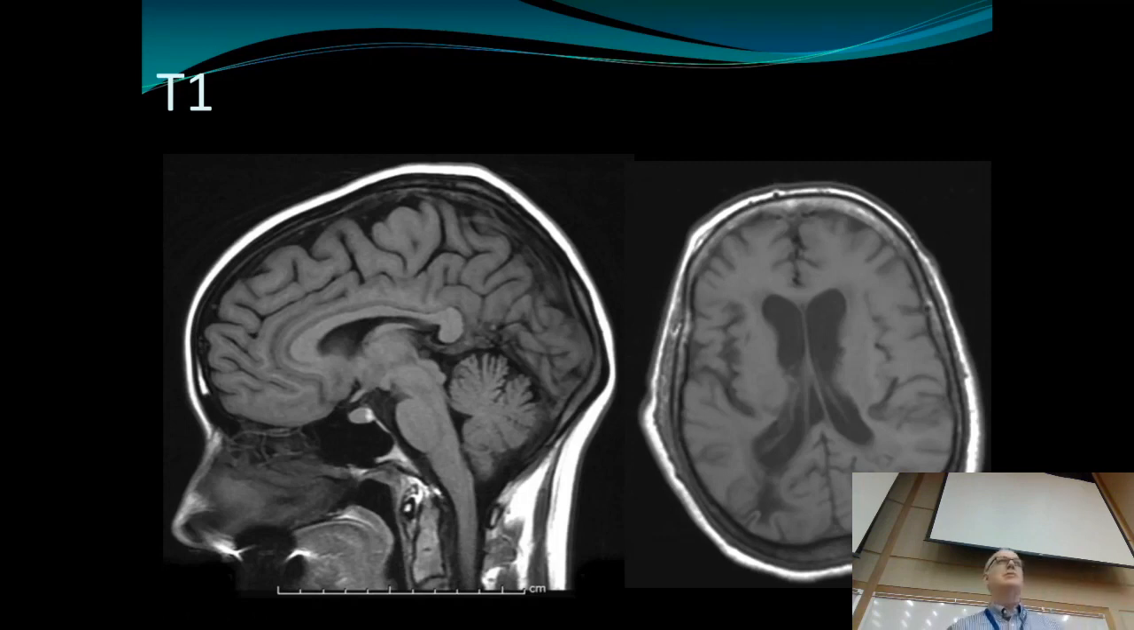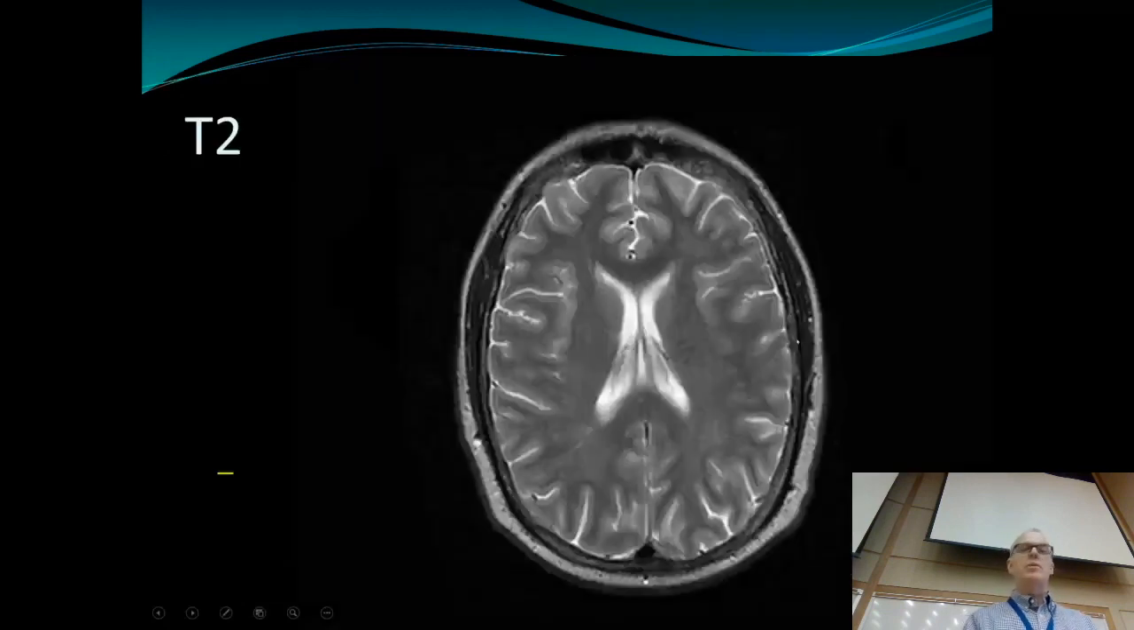Now notice when I go to a T2, everything will look completely different. When we go to a T2 image, the CSF now appears white. Okay, and in a T2, the white matter, here we'll look at the corpus callosum, this now is dark. Okay, the gray matter out here is lighter.